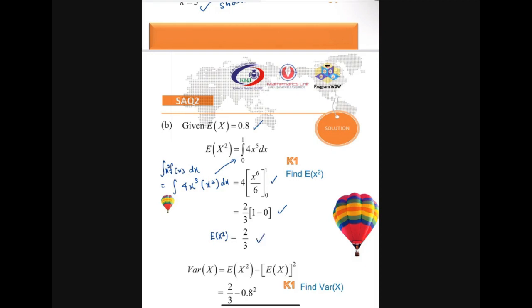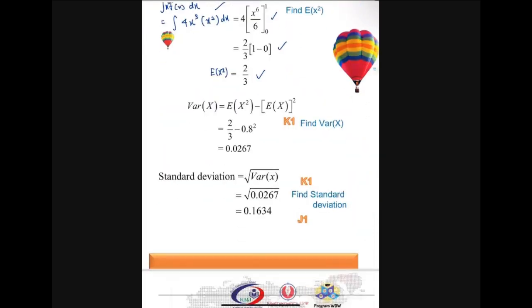Okay. And then after that, substitute this into the variance formula. We have a fixed formula for that part. For the variance of x, we have to use E(X squared) minus the square of E(X). So E(X squared), what we found before, 2 over 3. And then the square of E(X), 0.8, what the question provided. And then that's how we get 0.0267.